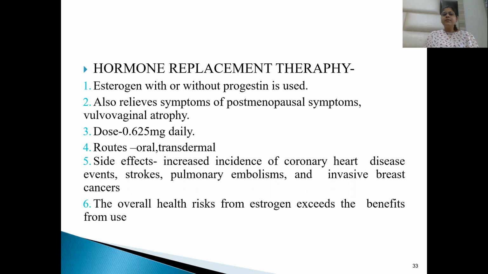Hormone replacement therapies, estrogen and progesterone. These are good in bone formation and they increase the HDL levels, but they can increase the risk of breast cancer and they can increase the risk of thromboembolism, or they can cause deep vein thrombosis, or they can cause myocardial infarction. So these are not so safe, lines of treatment for osteoporosis.